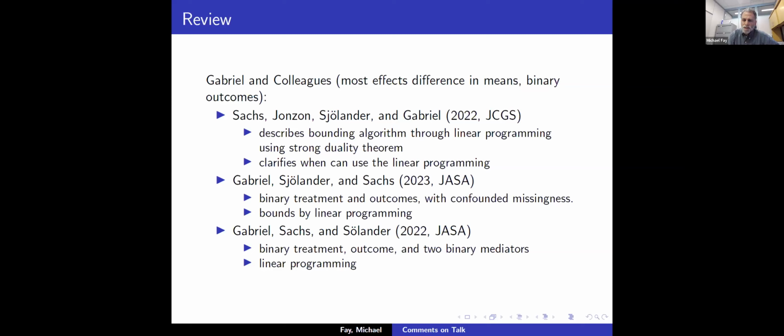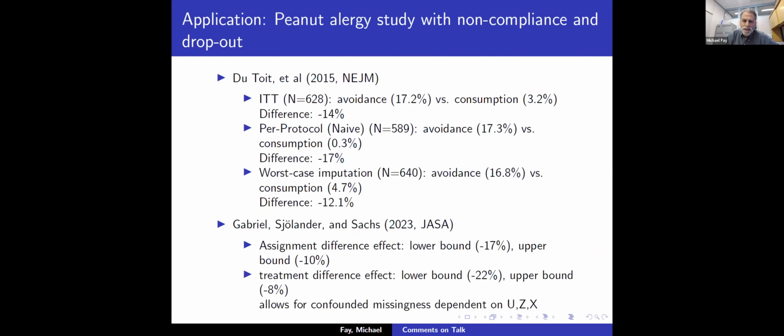And I just wanted to go quickly a little bit more into the New England Journal paper, the peanut allergy paper. In clinical trials, they predefine the primary endpoint, and it was a binary endpoint of whether you had an allergy or not. And you can see that it has these huge effects, where avoidance is where you get randomized to have your infant kids avoid peanuts, and consumption is when you feed them. In the intent to treat analysis, you have a huge difference, a 14% difference in the rate of peanut allergies.